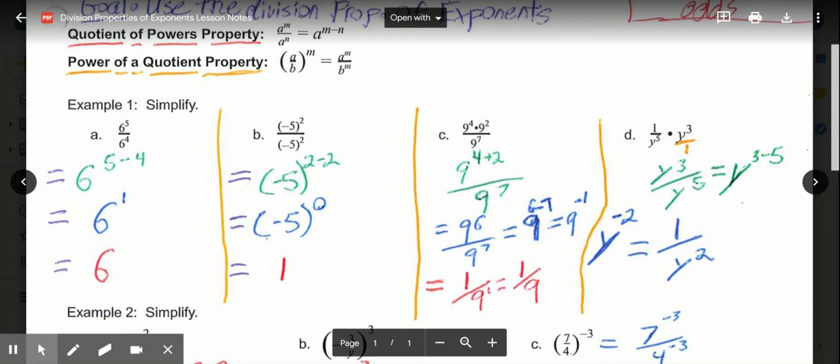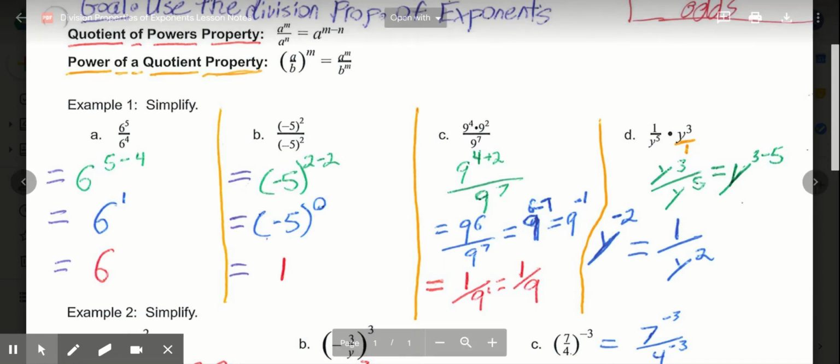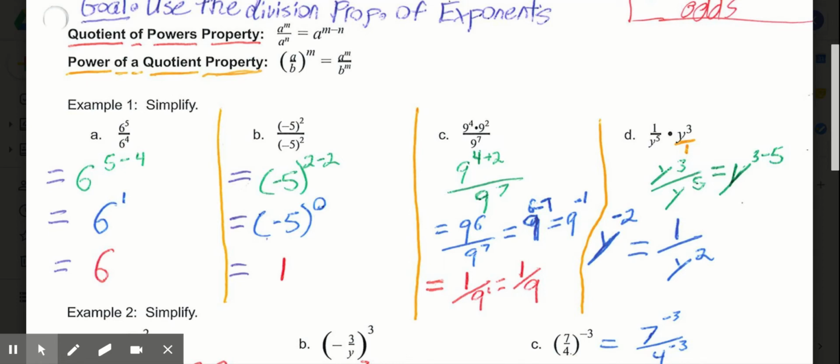In B, the negative 5 is in parentheses on top and bottom, so we'll leave it in parentheses. Subtract the exponents. 2 minus 2 is 0. Negative 5 to the 0 power, anything to the 0 power, as we learned in our last lesson, is 1.